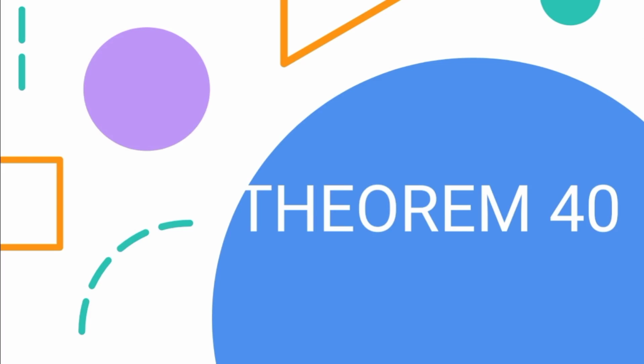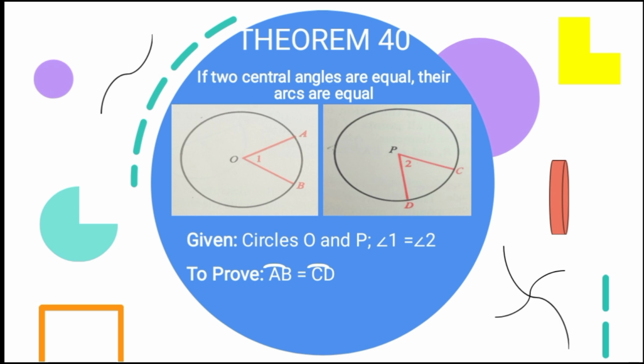Good day everyone, my report is all about Theorem 40. In Theorem 40, if two central angles are equal, their arcs are equal.